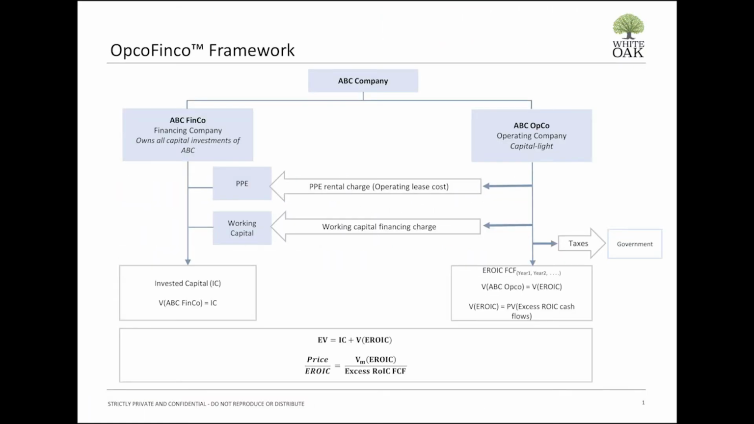And to start with, to make it a little easy, I'll just start with an example. Let's say Balkrishna Industries, which is a tire maker. When we analyze, we would split it into two entities, FinCo and OpCo. Balkrishna FinCo would have all the fixed assets, plant, machinery, and all, and working capital would be assigned to it.